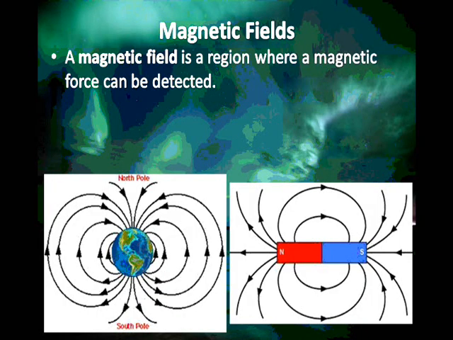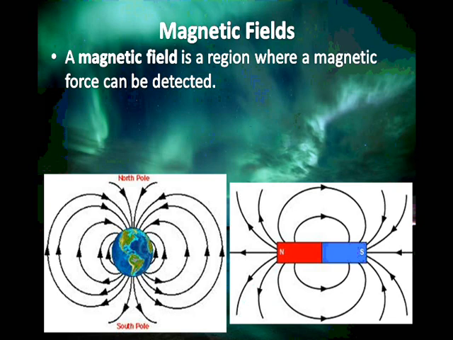Now, let's talk about magnetic fields. A magnetic field is a region where a magnetic force can be detected, just like an electric field. You don't have to be touching the magnet to feel the strength of the magnetic field. Sometimes when you're holding a magnet, if it's really strong, as you're getting it closer and closer to something that it's attracted to, you can start to feel the pull. And that's the magnetic field reacting with the other object.